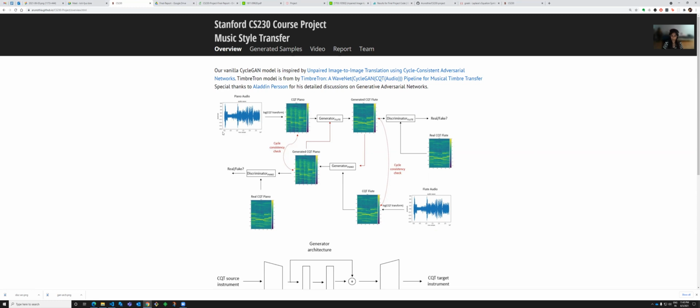So the piano generator and the flute generator generate the respective targets from the source. And we measure the loss in terms of three losses: cycle loss, identity loss, and discriminator loss, which is explained in the report.